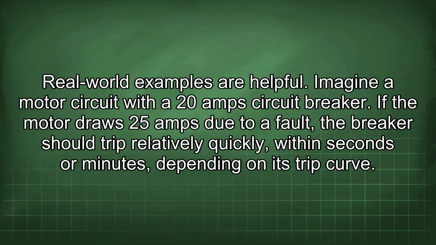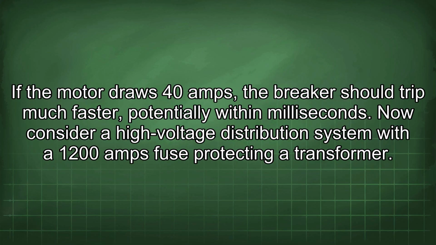Real-world examples are helpful. Imagine a motor circuit with a 20-amp circuit breaker. If the motor draws 25 amps due to a fault, the breaker should trip relatively quickly, within seconds or minutes, depending on its trip curve. If the motor draws 40 amps, the breaker should trip much faster, potentially within milliseconds.